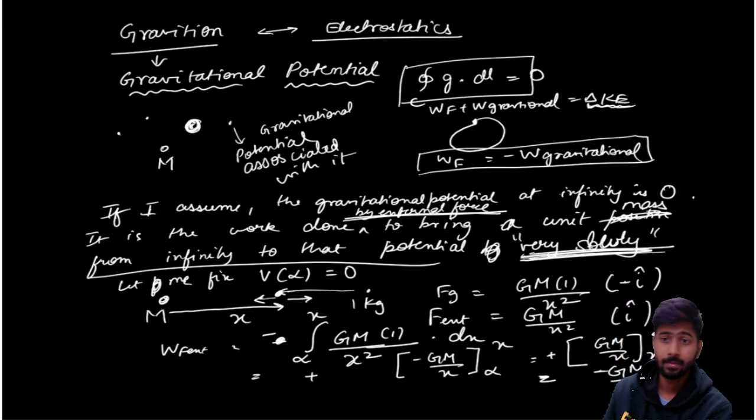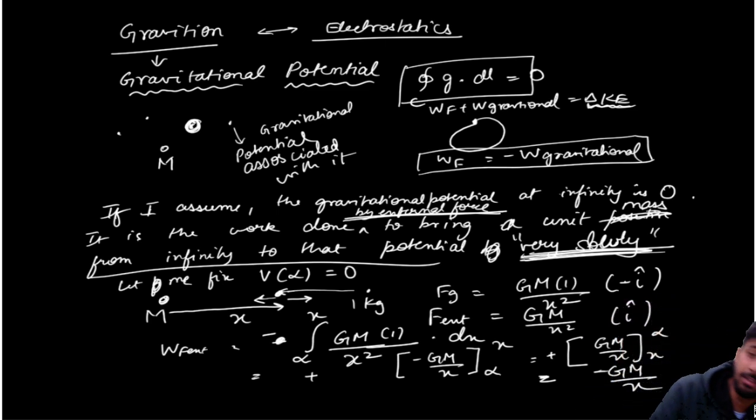This was the theory. And remember, your F external will be equal to Fg. Why? Because you're bringing the mass very slowly. That is the reason why that term slowly is important. And what is this work done? This work done is by the external force to bring an object from infinity to that point, right?